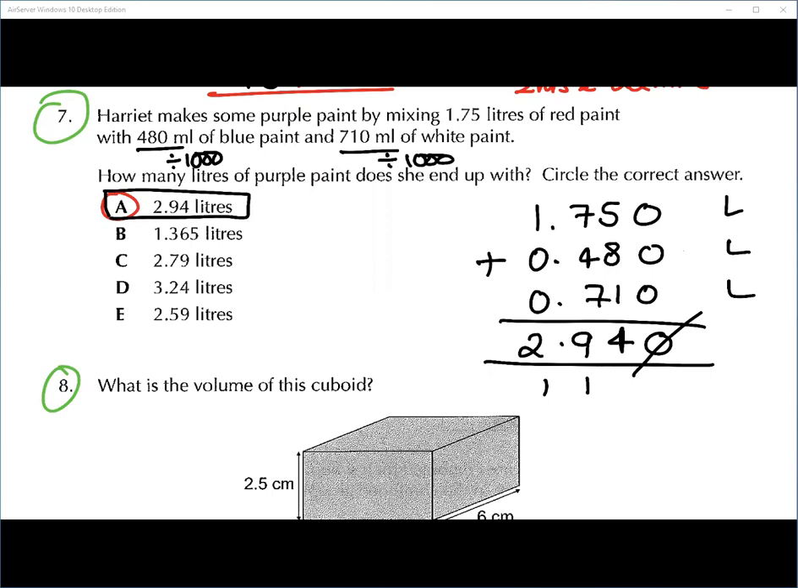Okay, you add in those numbers. You can change them into milliliters first if you want to, and then convert to liters then, but that's just unnecessary. Okay.